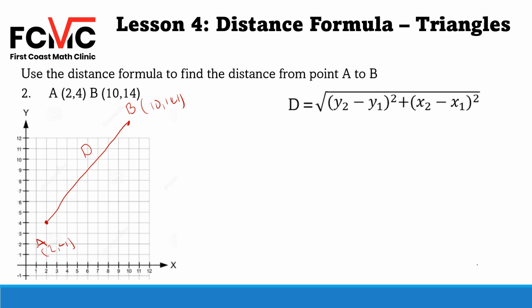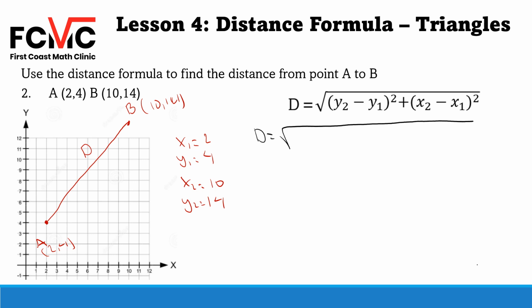So let's label our coordinates. We want x1, y1. So that's going to be 2 and 4. And then x2, y2. That's going to be 10 and 14. So let's substitute our values into our distance formula. So y2, which is 14, minus y1, which is 4, squared, plus x2, which is 10, minus x1, which is 2.